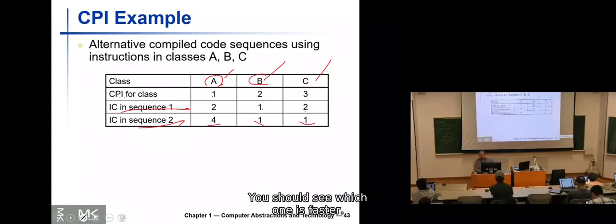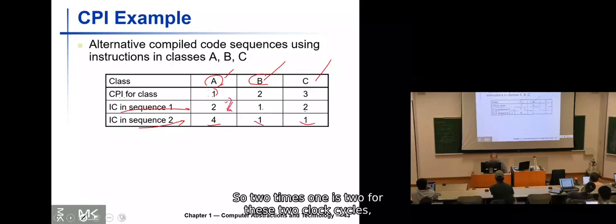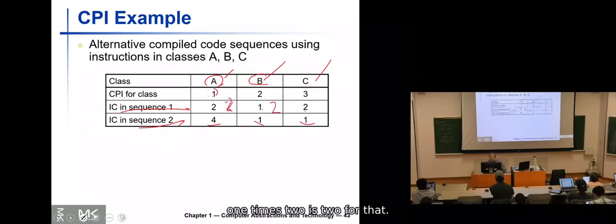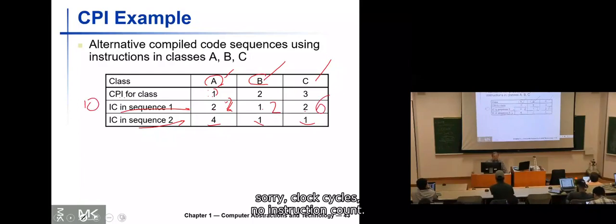Which one is faster? We should see. We have CPI of 1 for A, and in sequence 1 we have 2 of these, so 2 times 1 is 2 clock cycles. 1 times 2 is 2 for that. 2 times 3 is 6 for that. So we have 6 plus 2 plus 2, which is 10 clock cycles for sequence 1. Clock cycles, not instruction count: 10 clock cycles. Yeah, I was right. Now the next one, 4 class A.